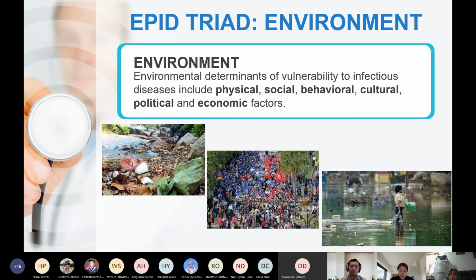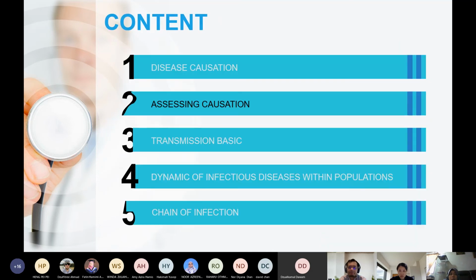Next is the environment. Okay, so they need to have balance. Okay? Environmental determinants of vulnerability to infectious disease can be physical, social, behavior and so on. Macam ni political masa ni lah tak ada social distancing and so on. So these are related to environment. Okay, that's for disease causation.